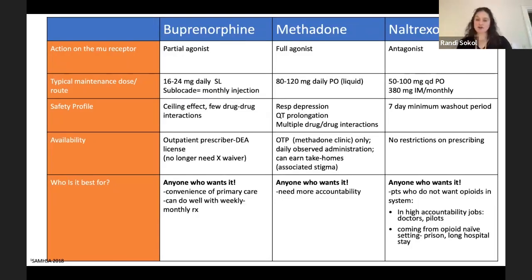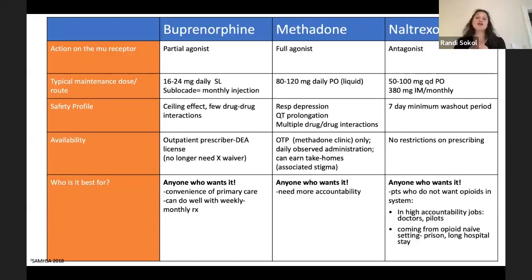No restrictions on prescribing. So one of the questions I often get, and a lot of people are asking, is, well, how do I know who's better for Suboxone? Who's better for methadone? Who's better for naltrexone? There's a lot of guidelines out there. There's a lot of algorithms that have been put together. But the bottom line is there is no one perfect solution. And usually the best rule of thumb is, what does the patient want to do?